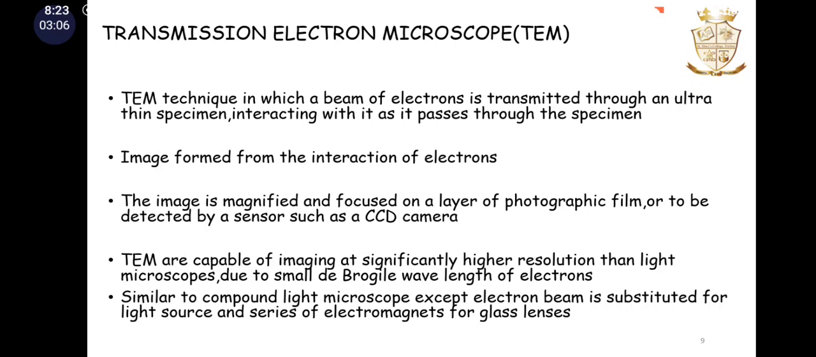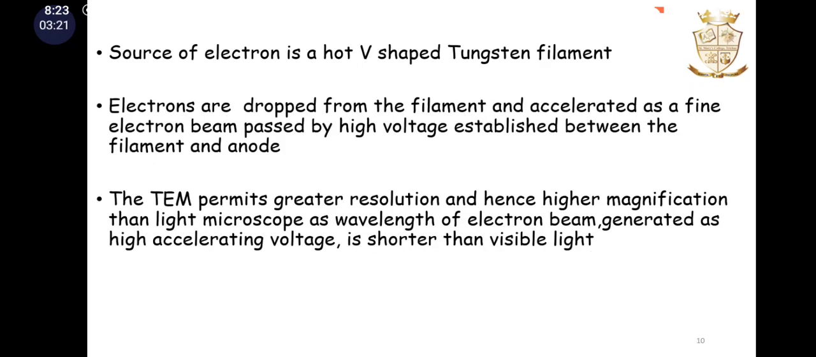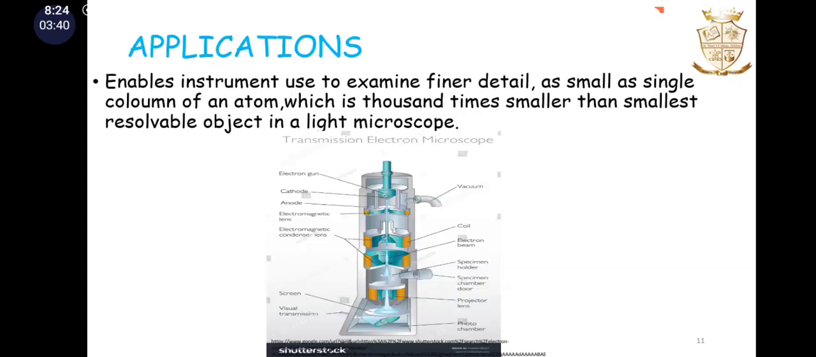TEM is capable of imaging at significantly higher resolution than the light microscope due to the small de Broglie wavelength of electrons. It is similar to a compound light microscope, except that an electron beam is substituted for the light source and a series of electromagnets for glass lenses. The source of electrons is a hot V-shaped tungsten filament, and electrons are emitted from the filament and accelerated as a fine electron beam by high voltage established between the filament and anode. The TEM permits greater resolution and hence higher magnification than the light microscope, as the wavelength of the electron beam generated at high accelerating voltage is shorter than visible light.